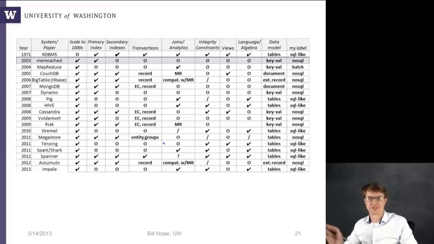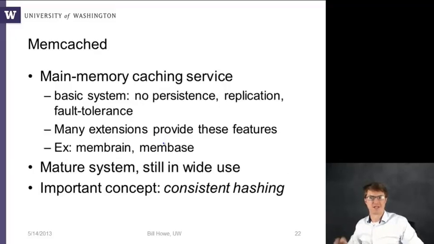So let's talk about each one of these systems in turn. So memcached, as we said, is a main memory caching service, no persistence. The basic version is no replication, meaning that there's only one copy of every cached value. So if that goes down, then it's gone. That's okay because it's sort of a cache. It's not assumed to be the golden copy of anything.